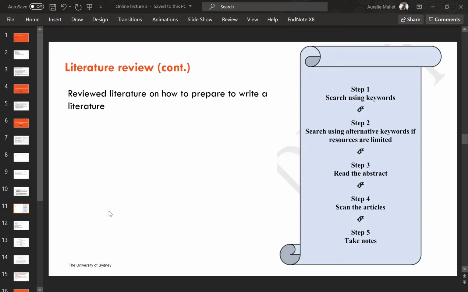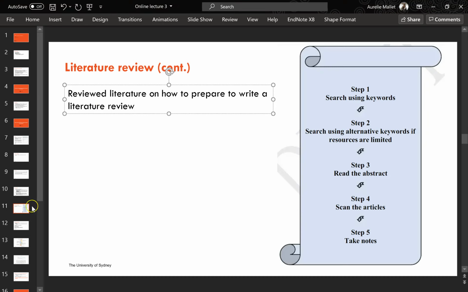Now, again, like I said, they had to do a lot of literature review for this. So they had to review literature on how to prepare to write a literature review. One doesn't just wake up one day and write a literature review. No, you have to prepare to write one. And this is a little summary of what they found. So the first step is to read what's out there, by searching articles.